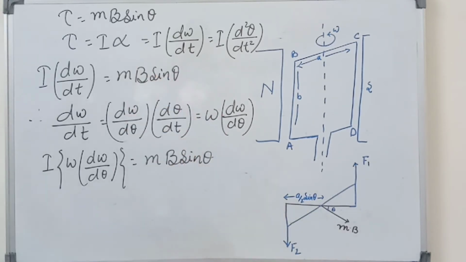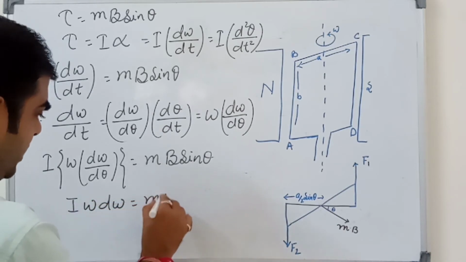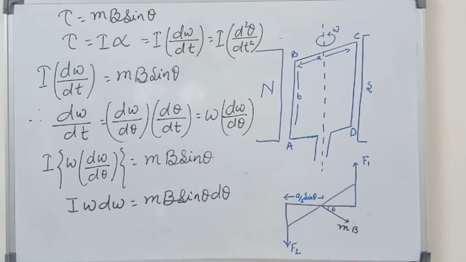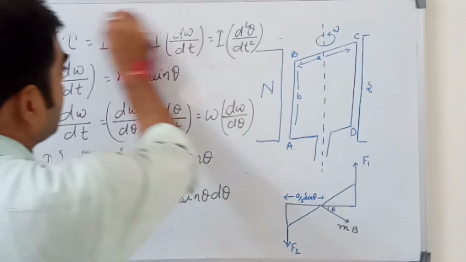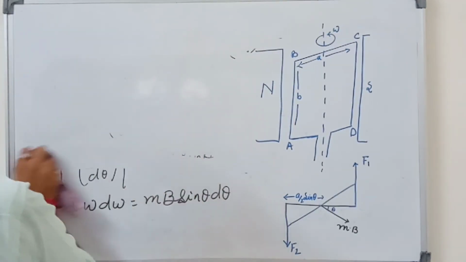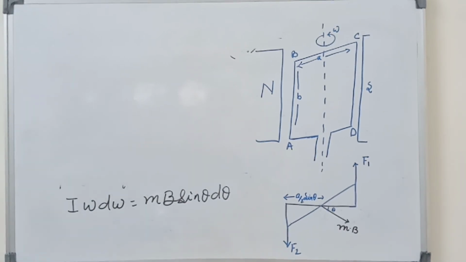Write down all of you. Okay, so now cross multiplication, and I ω dω is equal to mB sin θ dθ. Now both side integration, and then find out the angular frequency. So both side integration and create a limit.